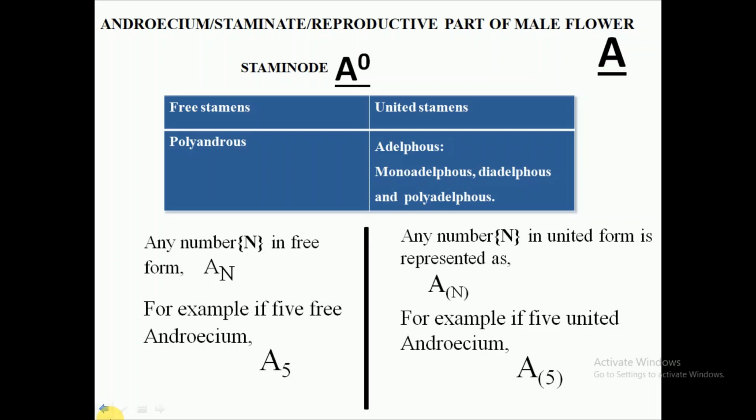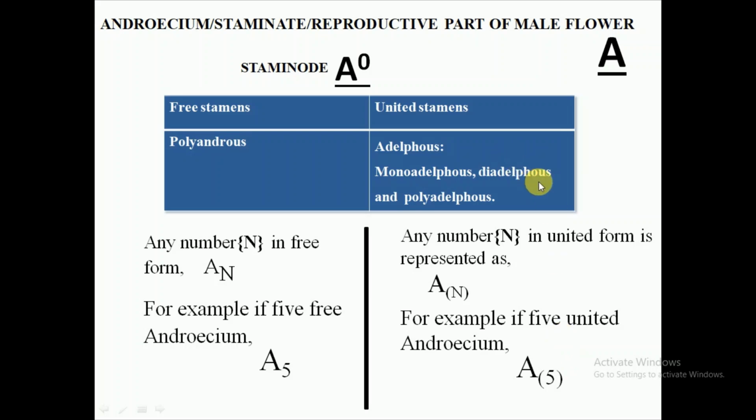Here also we are going to see how we will write it in different expressions. Any number n in free form, we call it A n. For example, if 5 free androecium are present, we write A and subscript 5. Now in united form, again we use a bracket, and within the bracket we write the subscript, the number of androecium or stamens present. If monoadelphous, that means only a single bundle is present, and in that single bundle 5 androecium are present, we will write it like this.